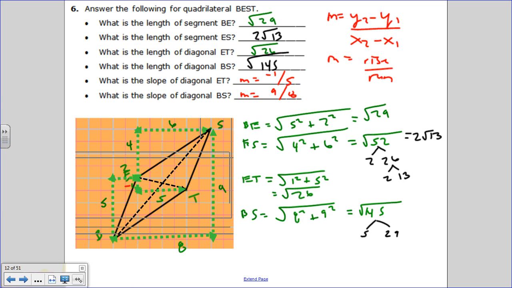So those same numbers from my right triangles will also help find your slope. You just have to remember if you have to go downwards from left to right, you need to make sure it's a negative slope. And you always read from left to right. So if it's going upward, it's going to be positive. If it's going downward, it's going to be negative.